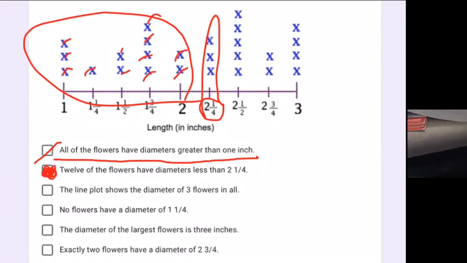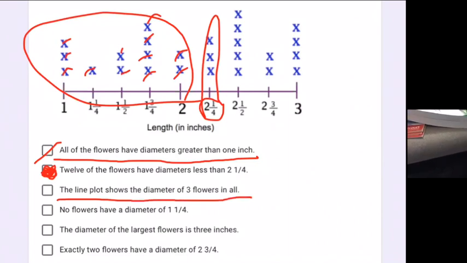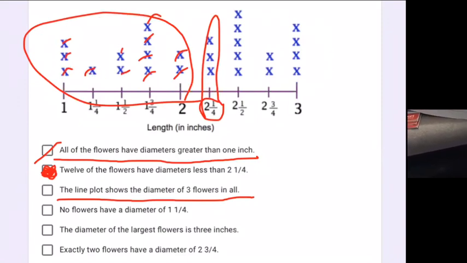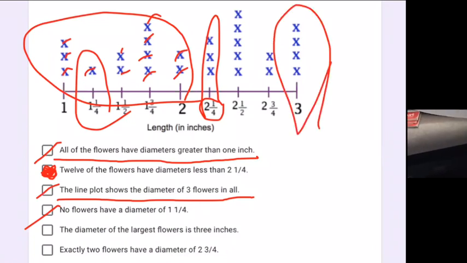The line plot shows the diameter of 3 flowers in all. Well, no. That particular statement is to see that you understand that all of these X's are the flowers. No flowers have a diameter of 1 1/4. Well, there is one that has 1 1/4, so that's not correct. The diameter of the largest flowers is 3 inches. Yep, that's the very largest that we have in our data plot. That's correct.